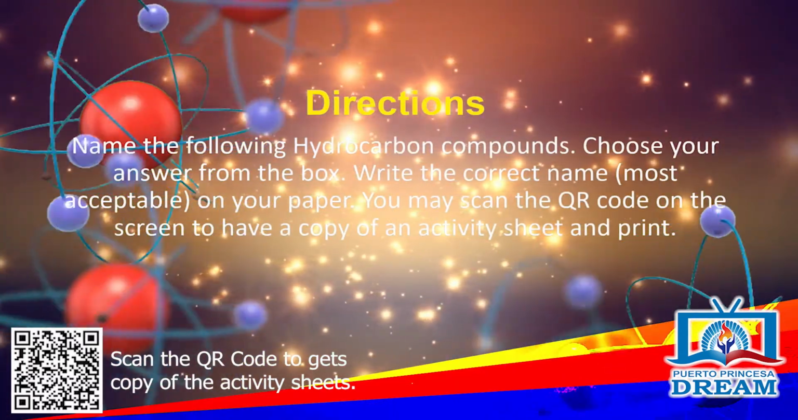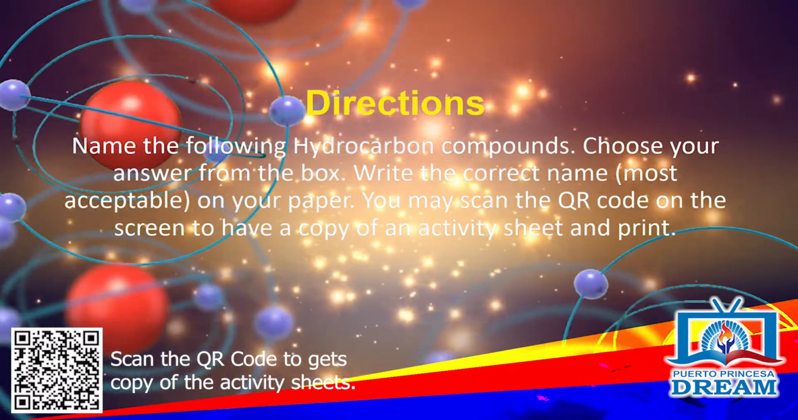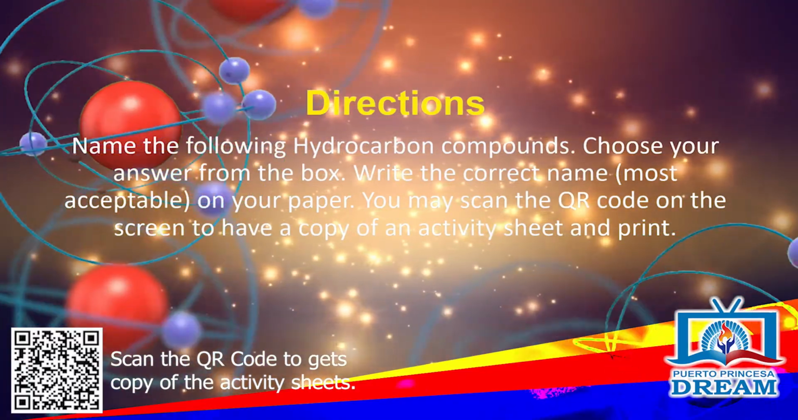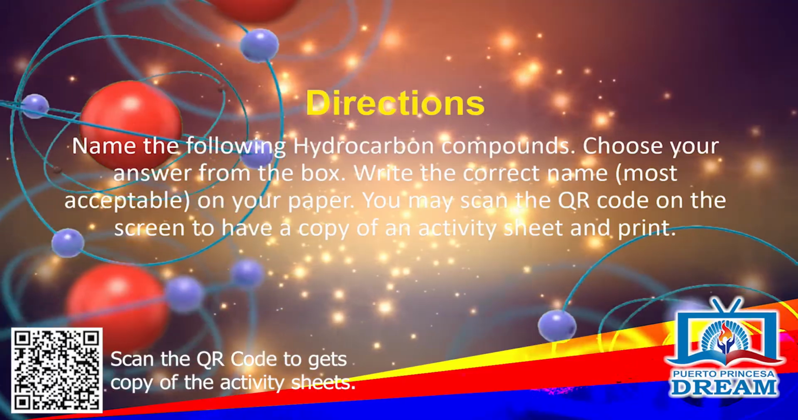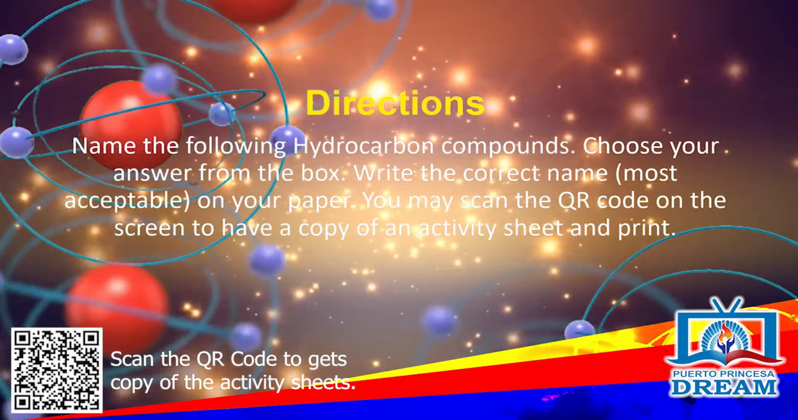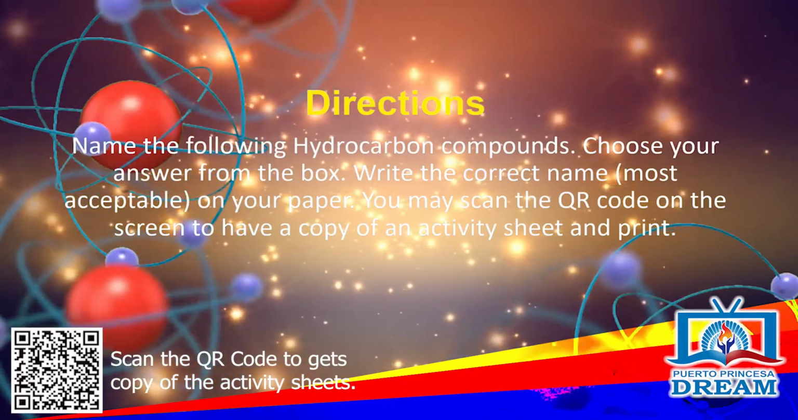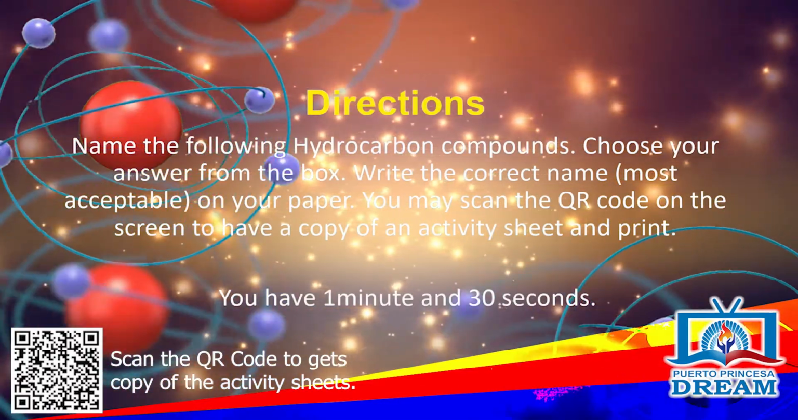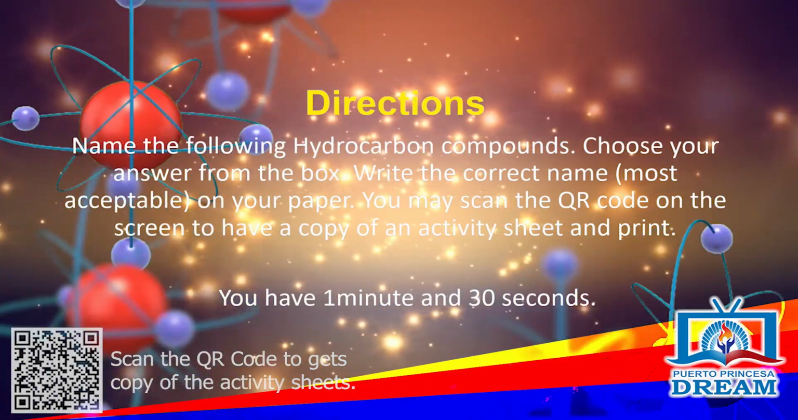Directions. Name the following hydrocarbon compounds. Choose your answer from the box. Write the correct name, the most acceptable one, on your paper. You may scan the QR code on the screen to have a copy of an activity sheet and print it. You are given 1 minute and 30 seconds.